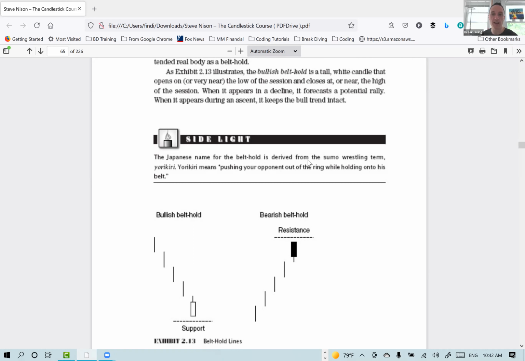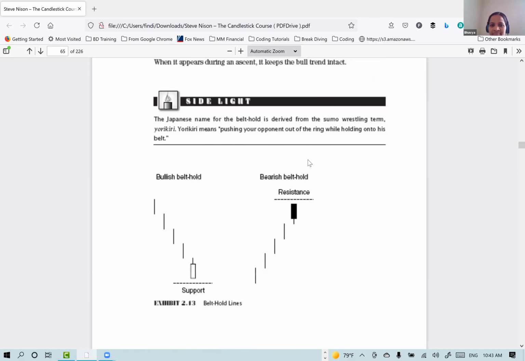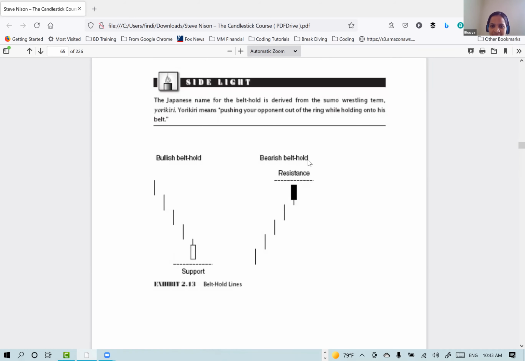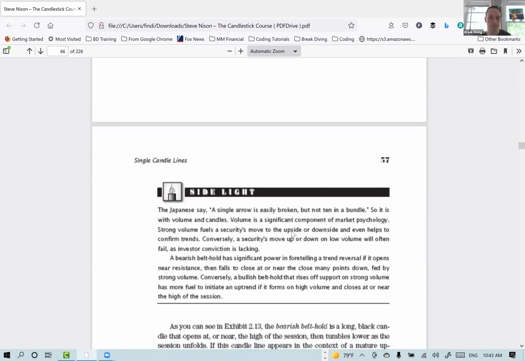When it appears in a decline, it forecasts a potential rally. When it appears during an ascent, it keeps the bull trend intact. Here we've got a bullish belt hold because it opened low and then it closed towards the high of the session. Here's a bearish belt hold because it opened at the high of the session and then closed here at the low of the session, which shows that the bears are winning. A belt hold line.